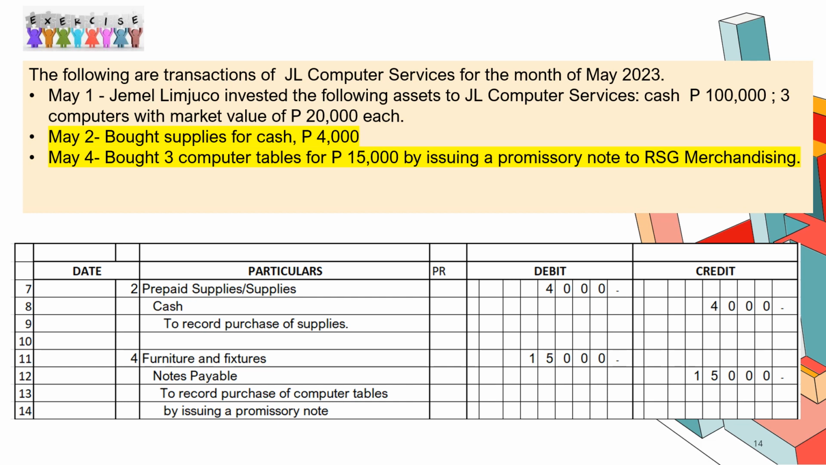So what is your debit entry? Your debit entry will be furniture and fixtures. That is for computer tables. And how much? 15,000. Debit, furniture and fixtures, 15,000. Credit, notes payable, slightly indented, 15,000. And you have to write the explanation, which is to record purchase of computer tables by issuing a promissory note. Again, if you are the issuer of a promissory note, then you have the notes payable. However, if you are the receiver of a promissory note, then you are to record notes receivable. Okay, I hope that is clear with you. Next.